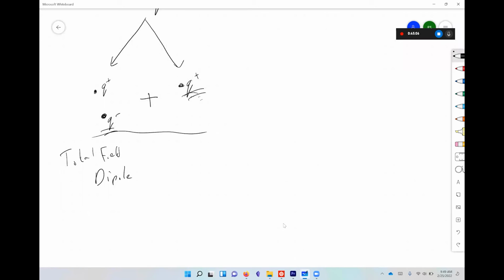So what you would do is you would write it as E total equals E dipole plus E Q plus. That's what you would do. And you already have the equation for that, and you know what the equation for this is. It's Coulomb's law. It comes from Coulomb's law. All right.